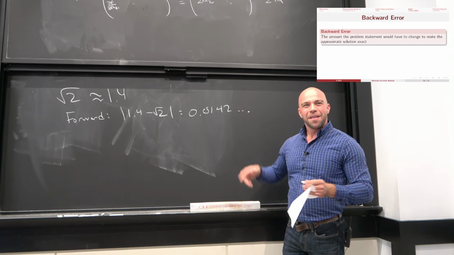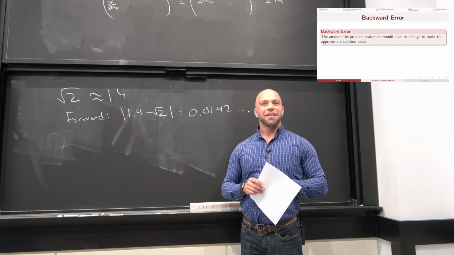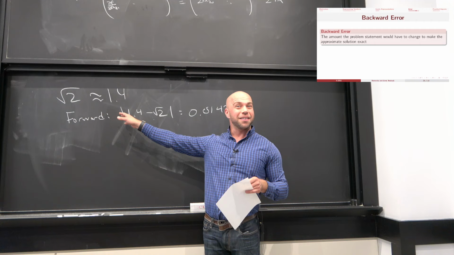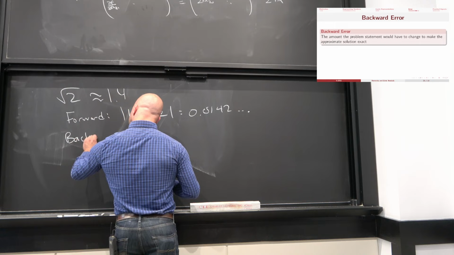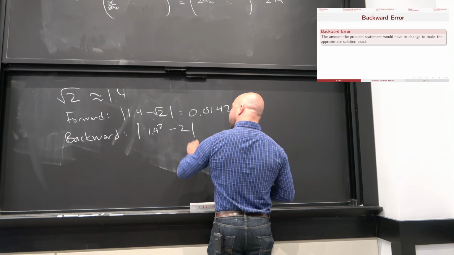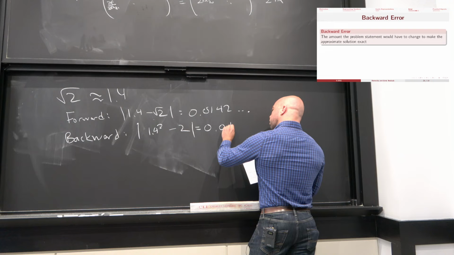Yeah? What's a different way that I could measure error here? Well, I could take 1.4 and I could square it. I can actually do that in exact arithmetic quite easily, right? So my backward error here is maybe 1.4 squared minus 2, which is convenient. These are numbers we can actually work with. And this is equal to 0.04. Okay. So those are our two different notions.